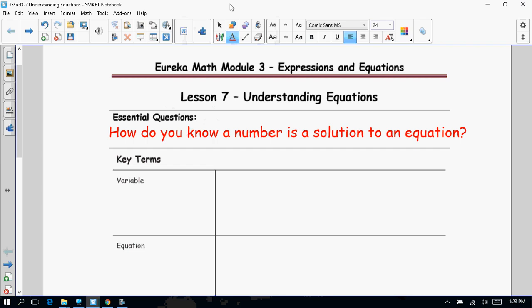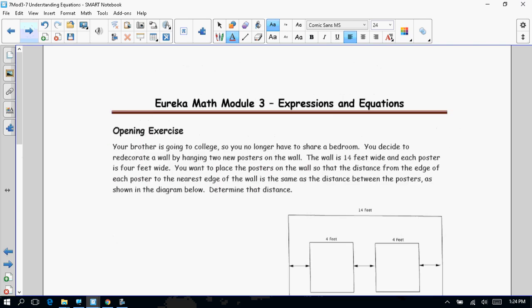We are on page 51, and you'll notice the essential question's already up, but the lesson is about understanding equations. And the essential question is, how do you know a number is a solution to an equation? You'll notice that there's a whole bunch of vocabulary on here. I've already given you guys those vocab words, but even if you need to talk about them, we'll do that in class. So I'm actually going to jump over to page 52.